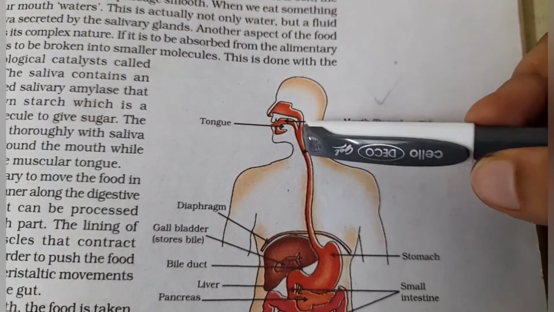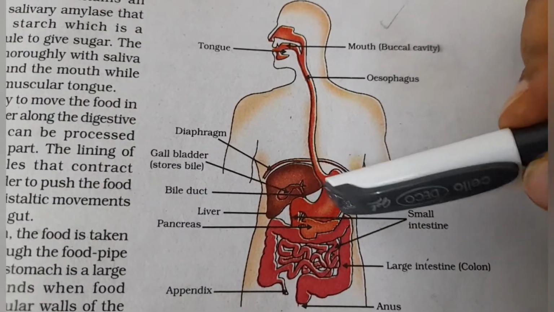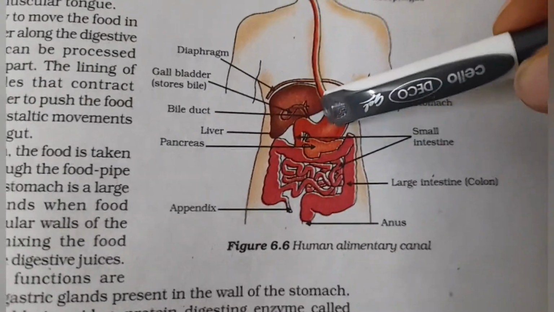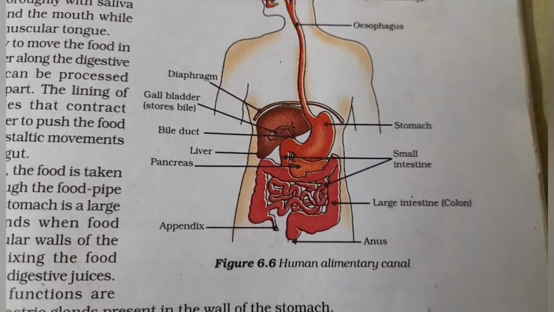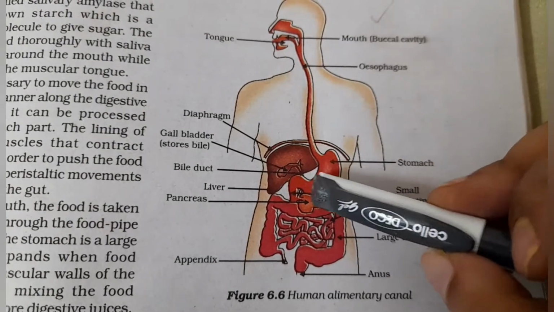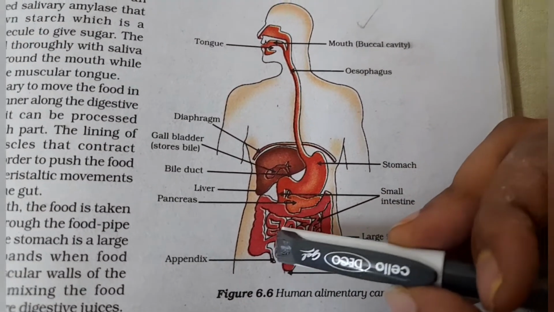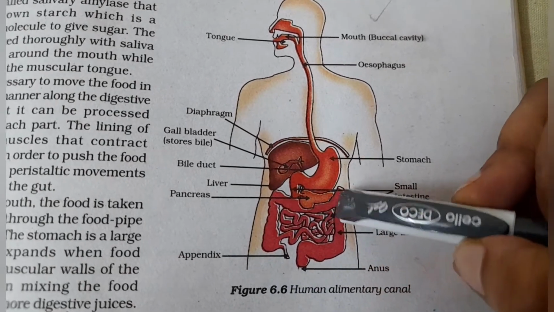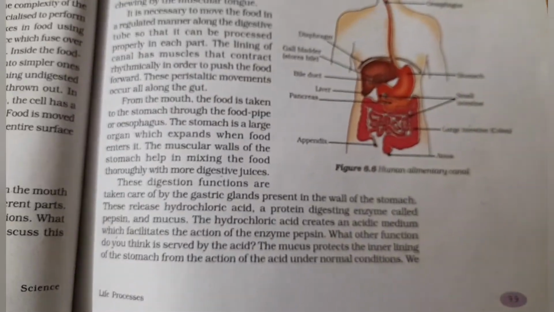After that, the food is moved down to the esophagus. As you can see here, it directly goes to the stomach. Just by looking at this, you can see it goes to the stomach. Then from the stomach, it goes to the small intestines which are present here. Then through this, it goes to the large intestine, and lastly to the anus. Let us see this in more detail.